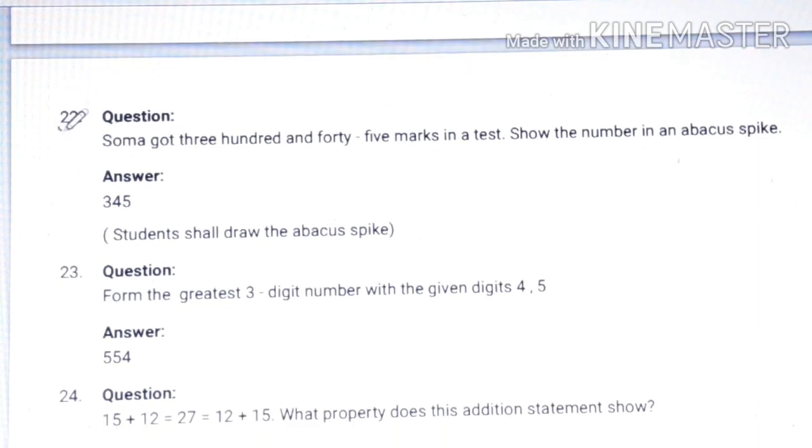Number 22. Soma got 345 marks in a test. Show the number in an abacus spike. So children, you have to show 345 in an abacus. So you have to make 3 spikes. So the answer is you have to make the 3 spikes and show it in an abacus. Okay, that is ones, tens, and hundreds.